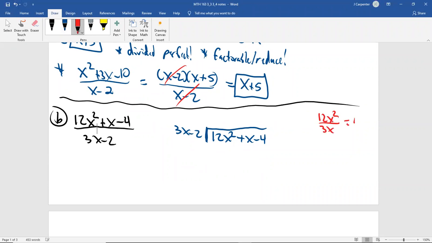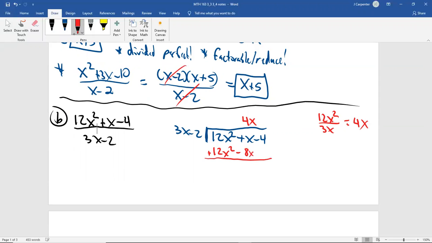12 divided by 3 is 4. X squared divided by x is a single x. That should go in the x column, not the x squared column. Neatness is important. Your teacher says hypocritically with horrible handwriting, but at least I am organized. 4x times 3x is 12x squared, but that's positive and we know we're going to need it. 4x times negative 2 is negative 8x.